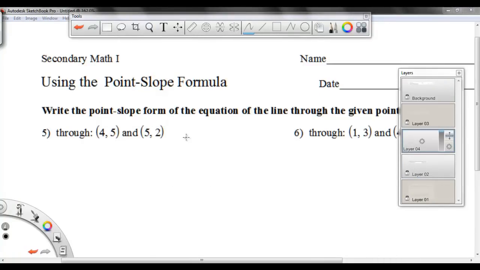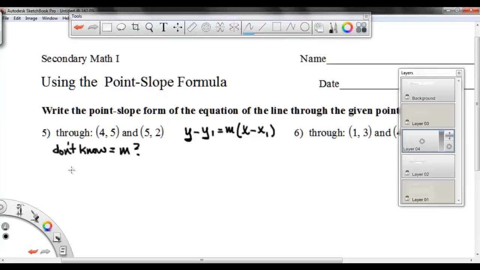Okay, on problems number 5 and 6, they do not give us the slope. All they give us is 2 points, and from those 2 points, we're going to have to find the slope. So again, we don't know the slope. We don't know m. That means we're going to have to find it.